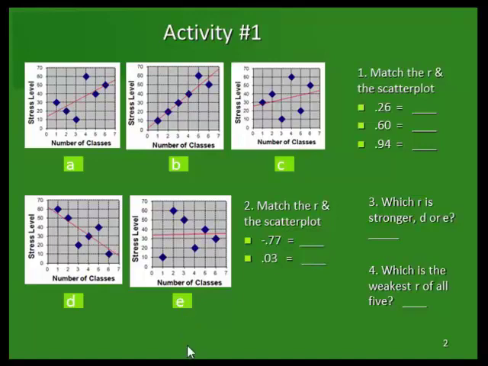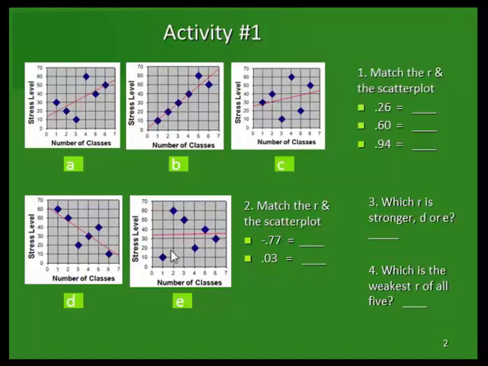Okay, and then in D and E, if you look at those, you have 2 other kinds of relationships represented. One of those is virtually no correlation, and the other one is a strong negative correlation. So stop the video for a second and see if you can figure out which one is the negative 0.77 and which one's the 0.03.